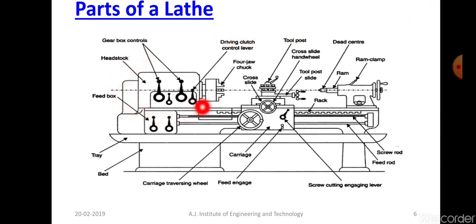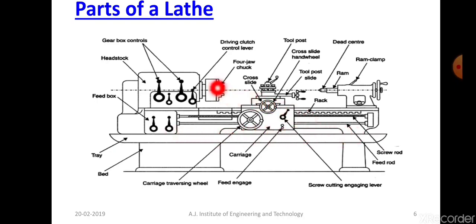Okay, so this entire portion is called the headstock and this portion is called the tailstock. Then this entire portion here in the center, which has a couple of wheels and a tool held on to it, is called the carriage assembly. Okay, and this is the base or the bed. So this is called the lathe bed. This is the lathe tray.